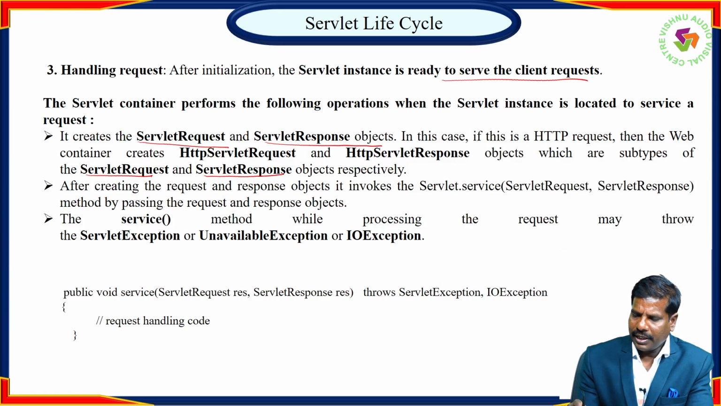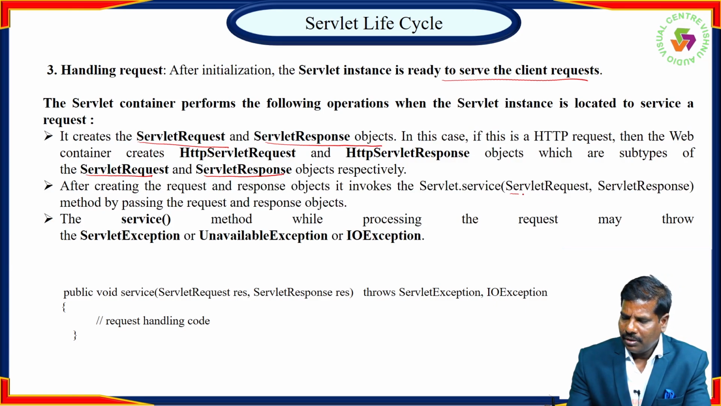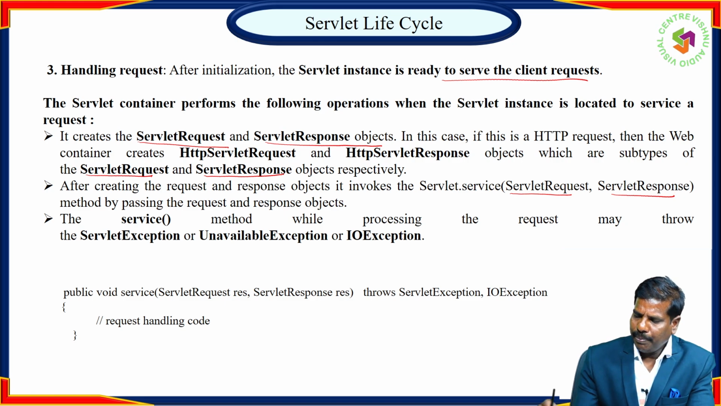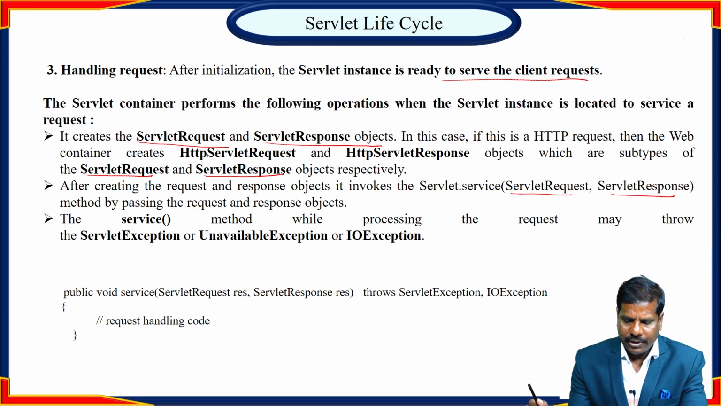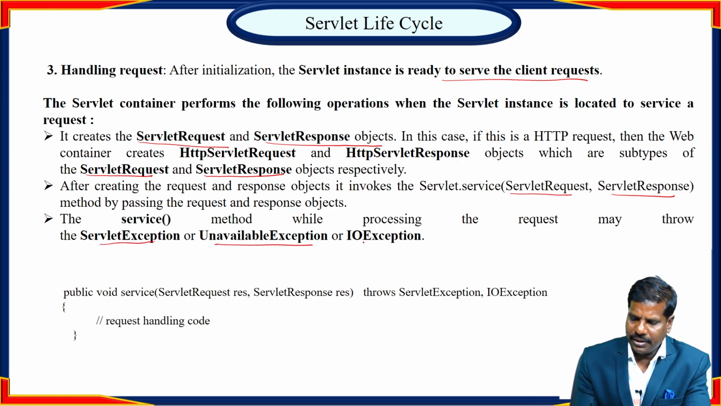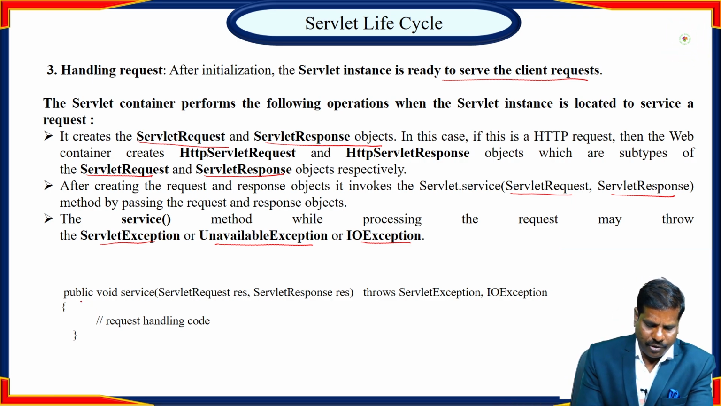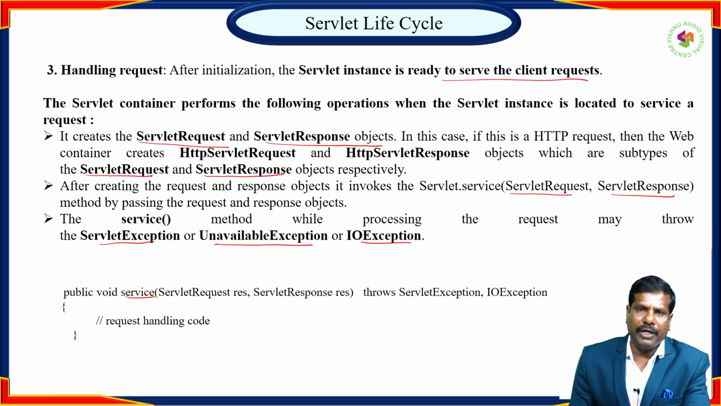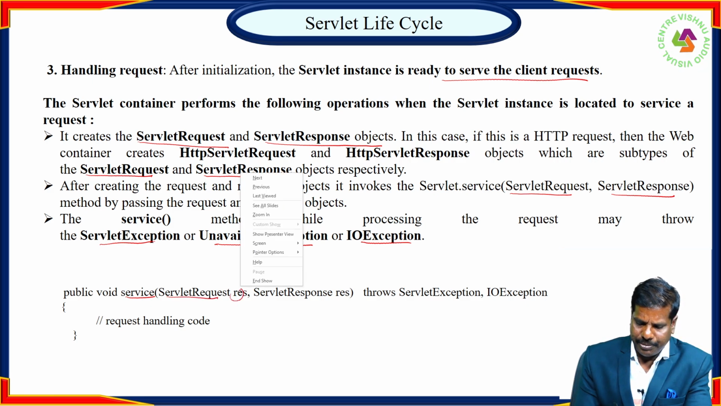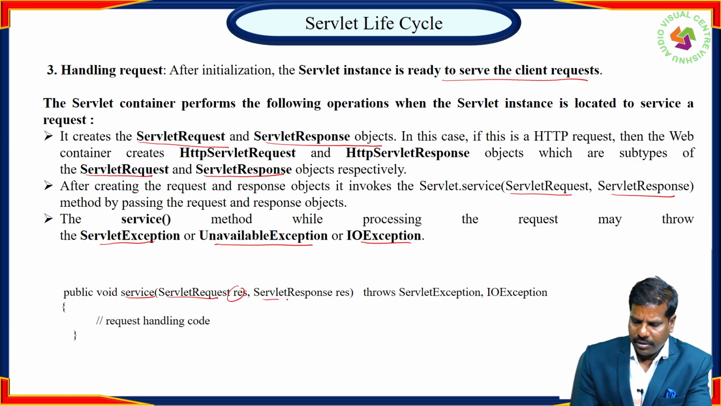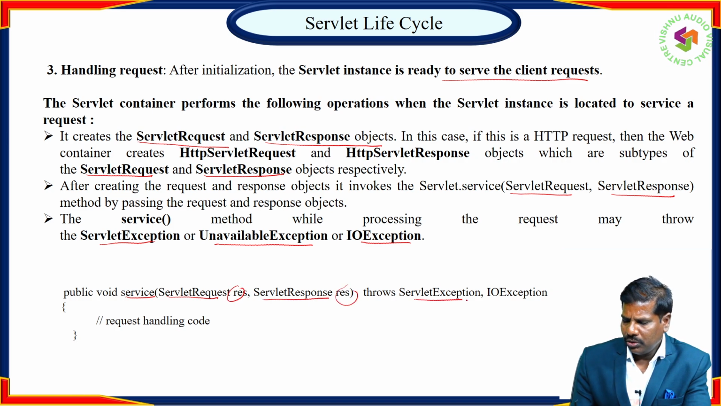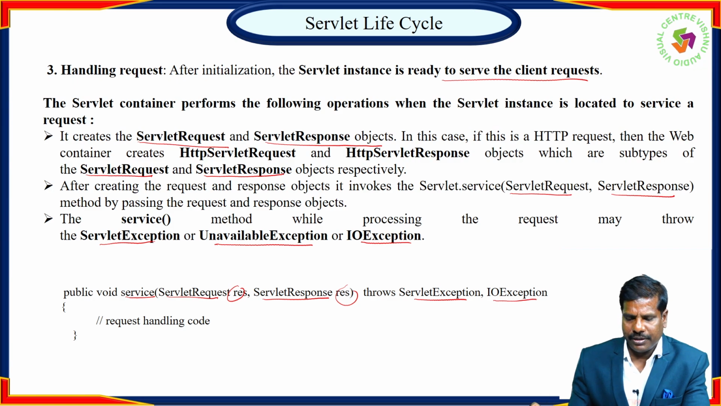So, the service method calls service(ServletRequest, ServletResponse) by passing two parameters as objects. The service method, while processing the request, may throw these exceptions: ServletException, UnavailableException, IOException. This is the form of the service method: public void service(ServletRequest request, ServletResponse response) throws ServletException, IOException.